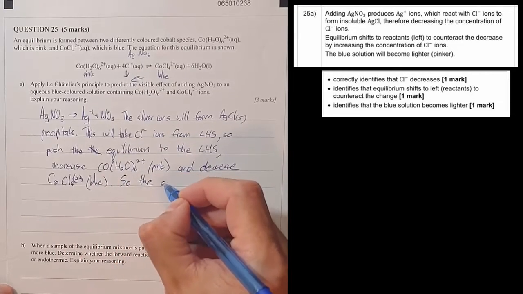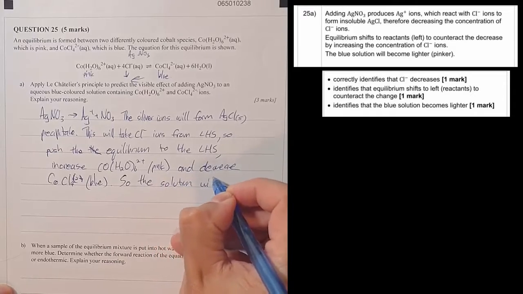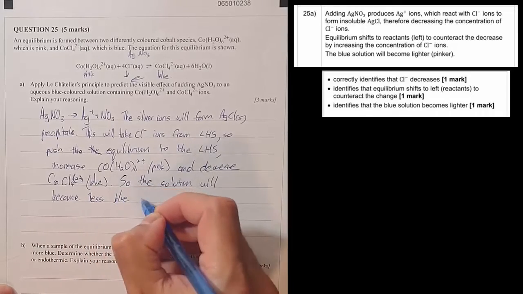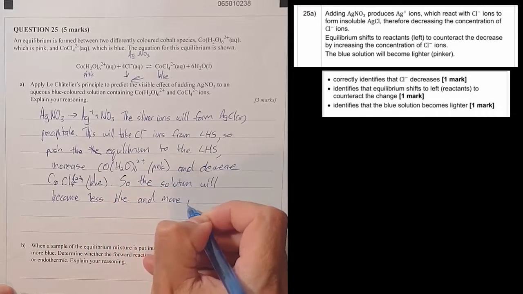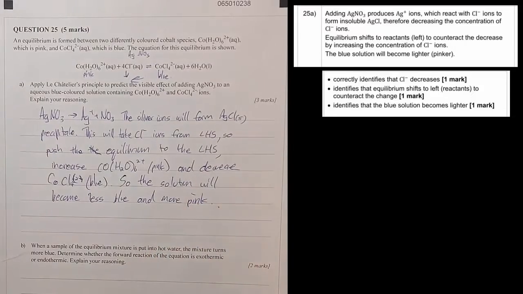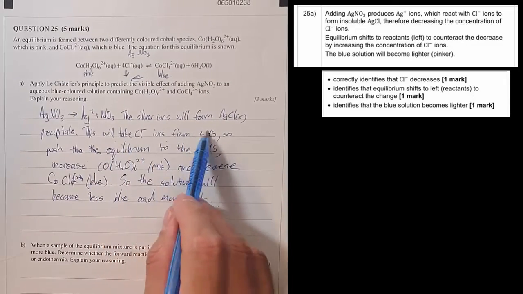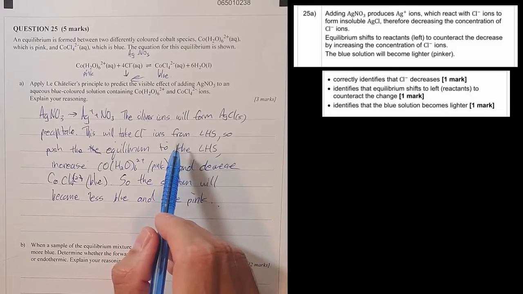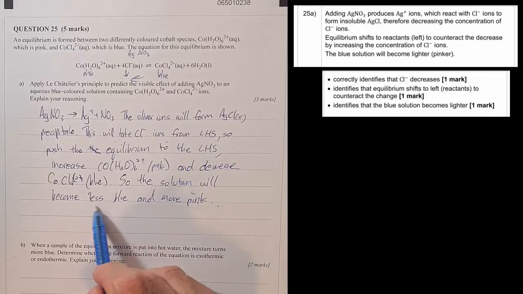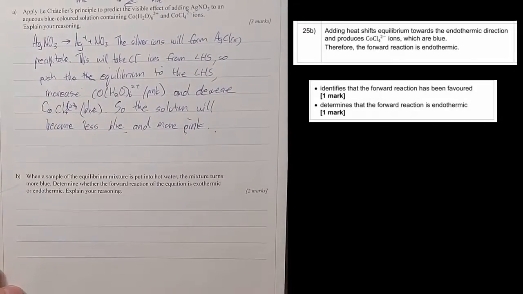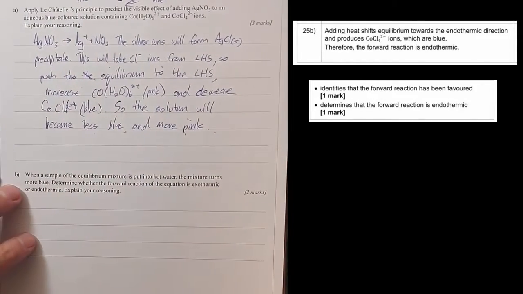So the solution will become less blue and more pink. All right, I just want to check the answer while it's up there. So the Cl minus will decrease. Yeah, we'll take it. Equilibrium shifts to the left. Blue solution becomes lighter. Yep. So less blue, more pink. All right, so got those. Next bit. So far, all these questions are fairly easy. There's just a lot of them.